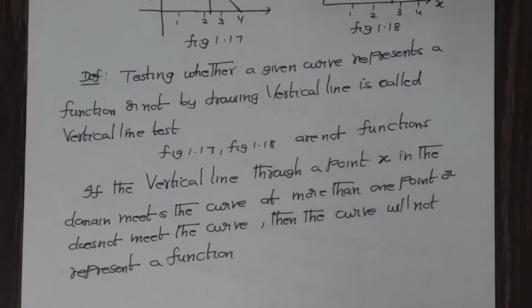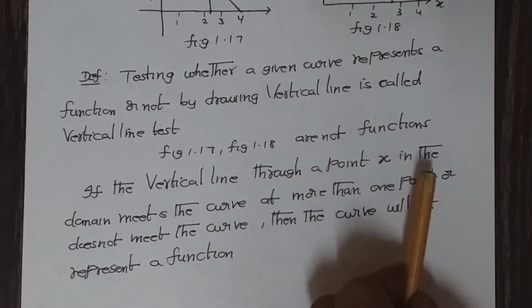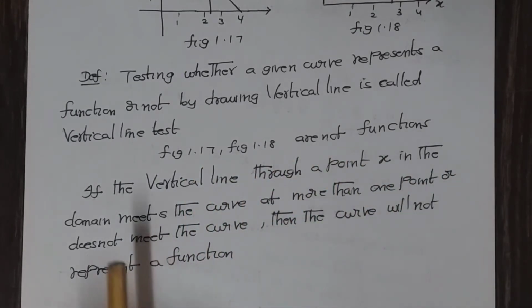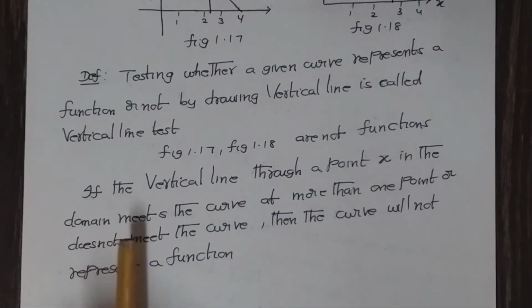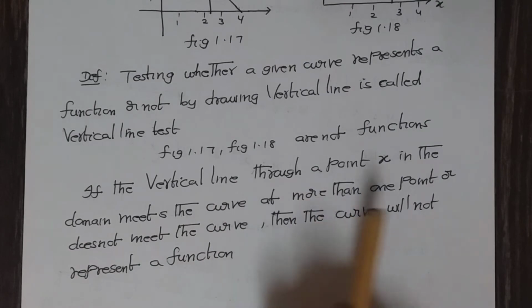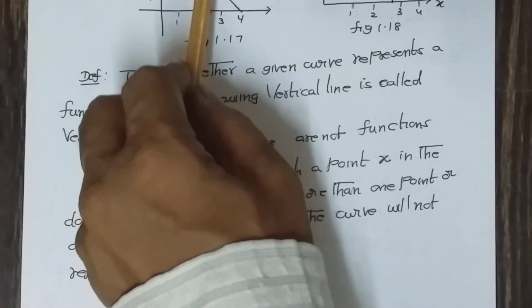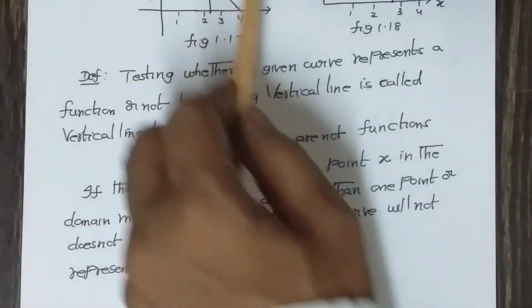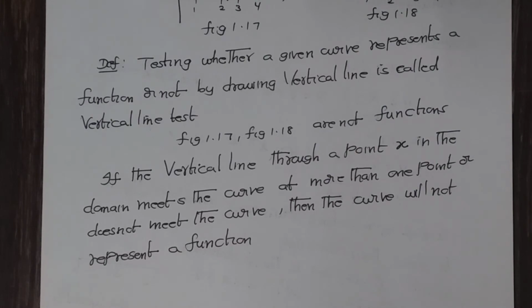Here what they explained is that figure 1.17 and figure 1.18 are not functions because if the vertical line through a point x in the domain meets the curve at more than one point or does not meet the curve, then the curve will not represent a function. More than one point means like this, or here it does not meet the curve.